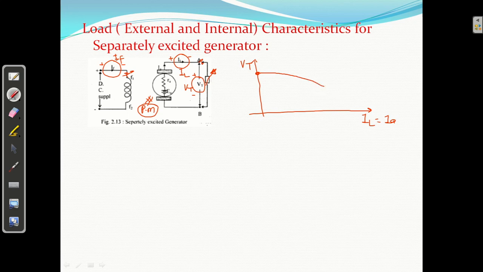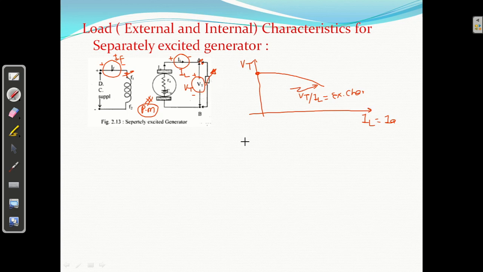This is called the VT versus IL characteristic, called the external characteristic, because both quantities, VT and IL, are external quantities. You can measure them with the help of a voltmeter and ammeter. That's why it is called the external characteristic.